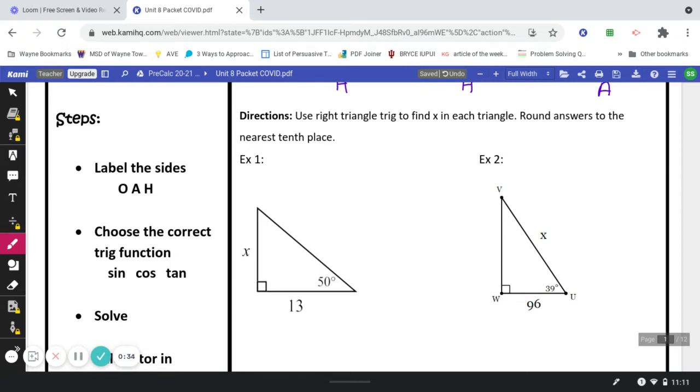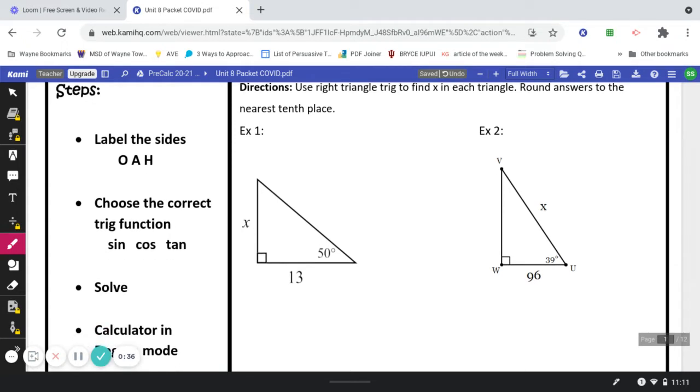The first thing we're going to do is label the sides O, A, and H. What I like to do is just label two of the sides. In most of the problems, you'll have two sides that have either a number or a variable on them, and those are the two that I label. I just leave the other one off. So 50 degrees is in the bottom right corner, which makes x opposite and 13 adjacent. The hypotenuse side is completely blank. I'm not even going to put an H there.